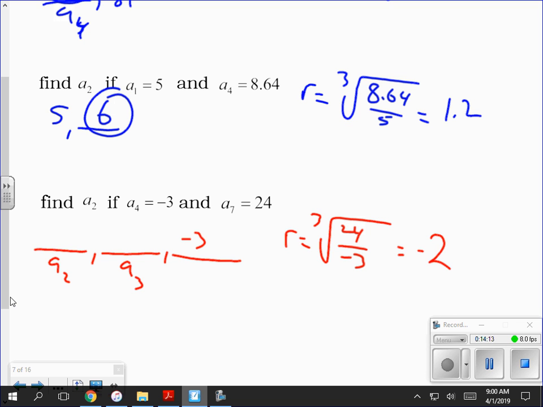Move backwards. So instead of multiplying by -2, I'm going to divide by -2 to move this direction. Actually, let's do it again. Divide by -2. So -3 divided by -2 is +3/2. Divide by -2 again, and I get -3/4.